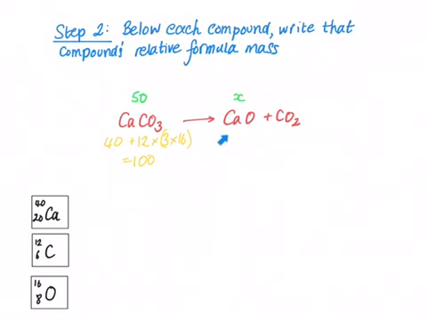To work out the relative formula mass of calcium oxide, it's 1 calcium, which is 40, added to 1 oxygen, which is 16. So the relative formula mass of calcium oxide is 40 plus 16, which equals 56.